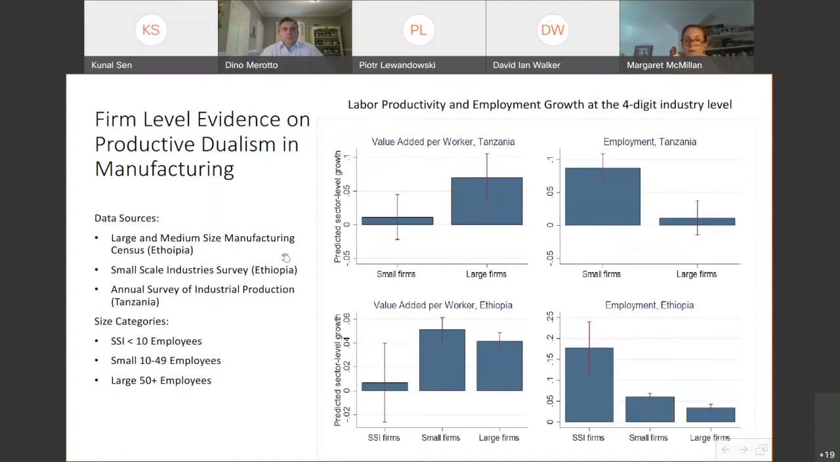So what does the firm level data tell us about productive dualism in manufacturing? So for Tanzania, which is on the top, we only have the annual survey of industrial production for the formal sector firms. And here you can see value added per worker growth in small firms is pretty small, insignificantly different from 0, whereas productivity growth in the large firms is relatively rapid.